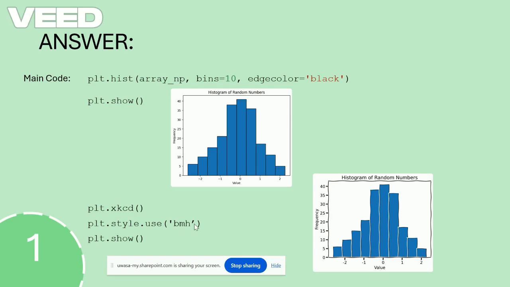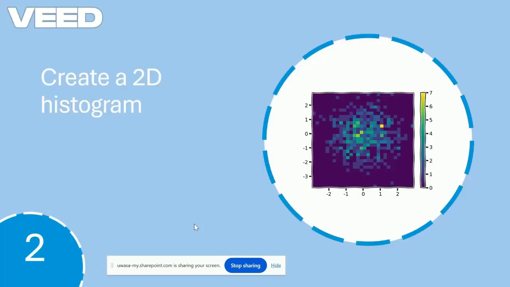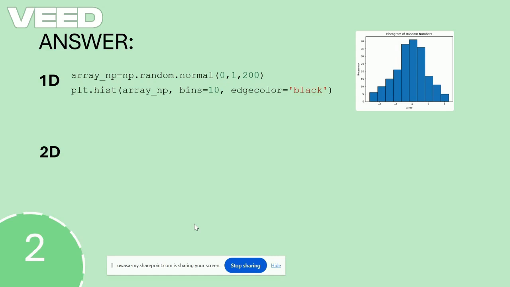Next tip. How to create a 2D histogram. Assume that you have random variables. I use normal distribution, and then you want to plot the histogram of them. Okay, this is the code.